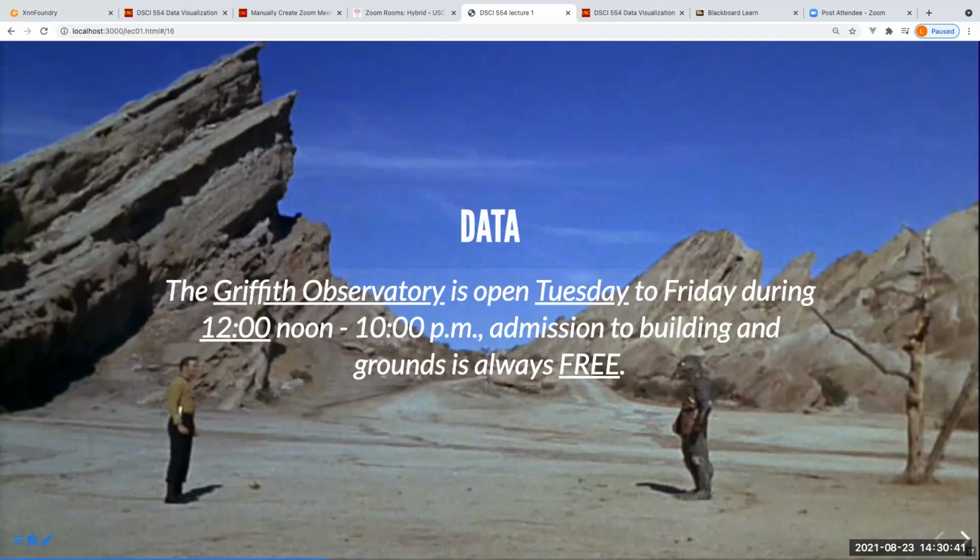The little example that I had has to do with the Griffith Observatory that is nearby. That's a sentence that I took from the website that explains that the observatory is open Tuesday to Friday from noon to 10 p.m. Admission to building and grounds is always free. Every piece in there is a bit of data. Taken in isolation, they're not very useful. But as soon as you string them together, then you have information that allows you to make a decision, that is, when are you going to potentially go and visit the observatory? And you understand also what the cost is related to it.